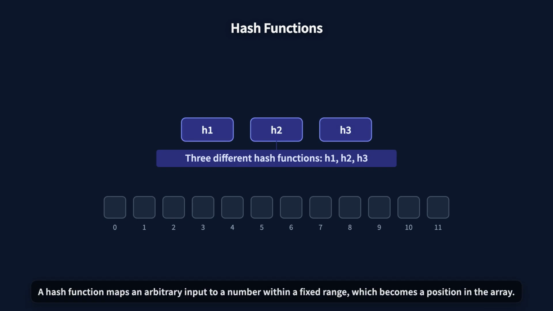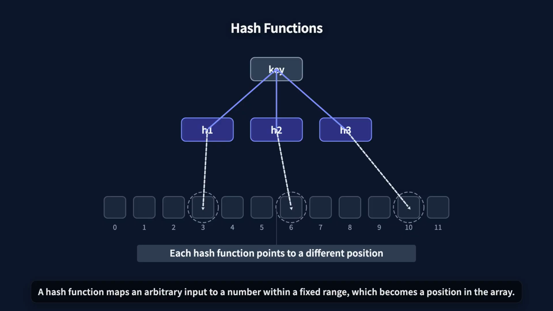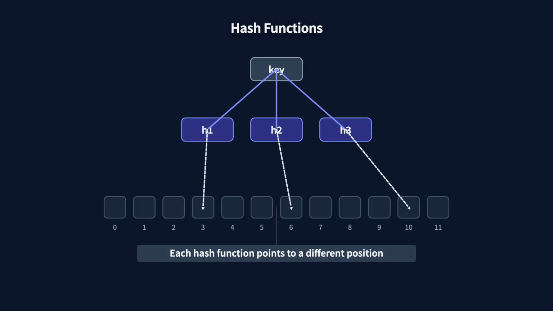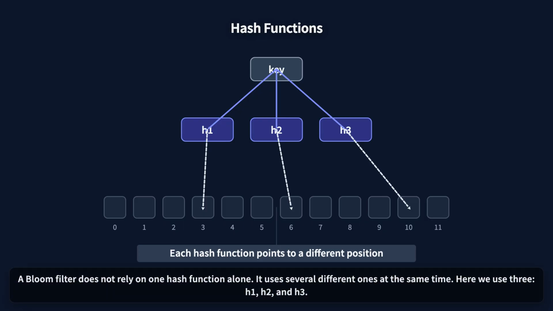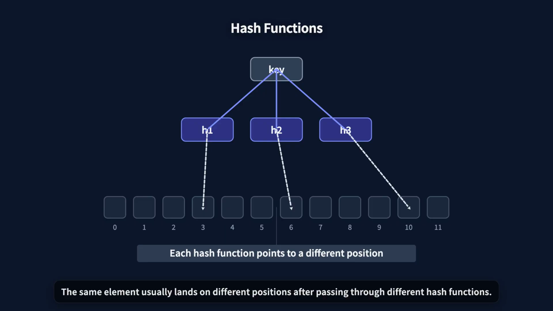A hash function maps an arbitrary input to a number within a fixed range, which becomes a position in the array. A Bloom filter does not rely on one hash function alone. It uses several different ones at the same time. Here we use 3: H1, H2, and H3. The same element usually lands on different positions after passing through different hash functions.